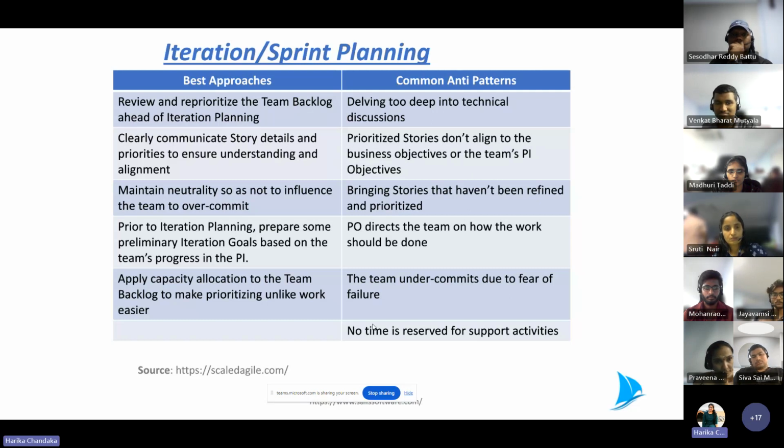The PO directing the team on how the work should be done. Product owners are there to prioritize the things, but not to decide how to do them. We have technical teams like system architects and development folks who should be working on that part. Product owners should never get into that zone. The team undercommits due to fear of failure. So you cannot overcommit, and you also should not undercommit. And no time is reserved for support activities.